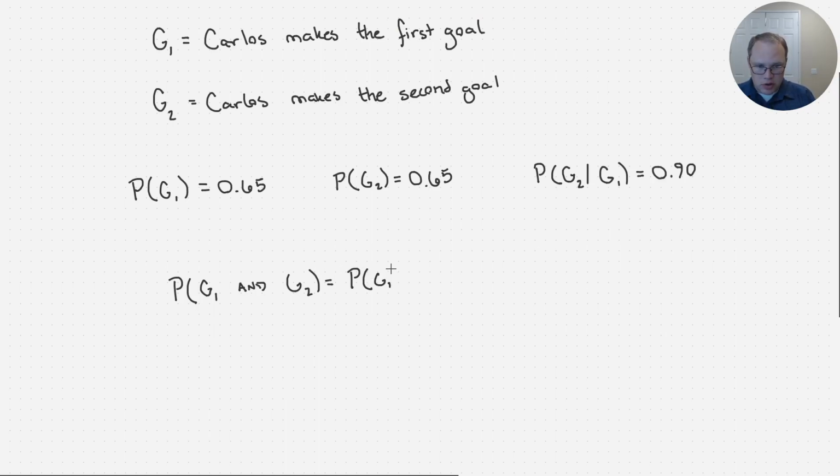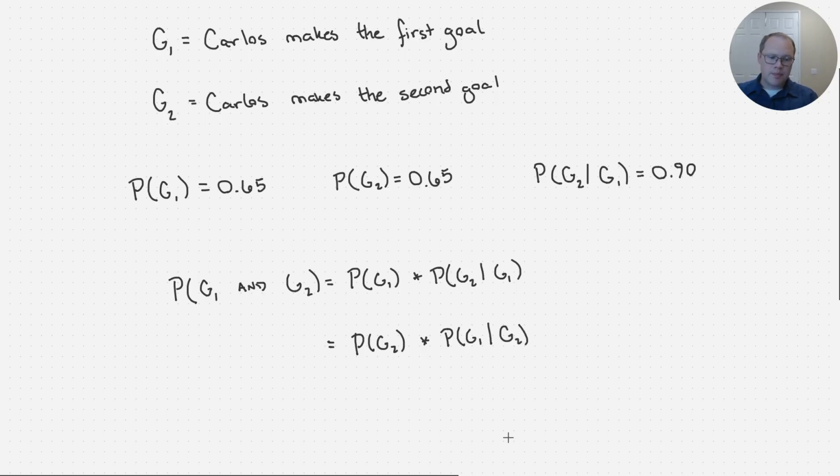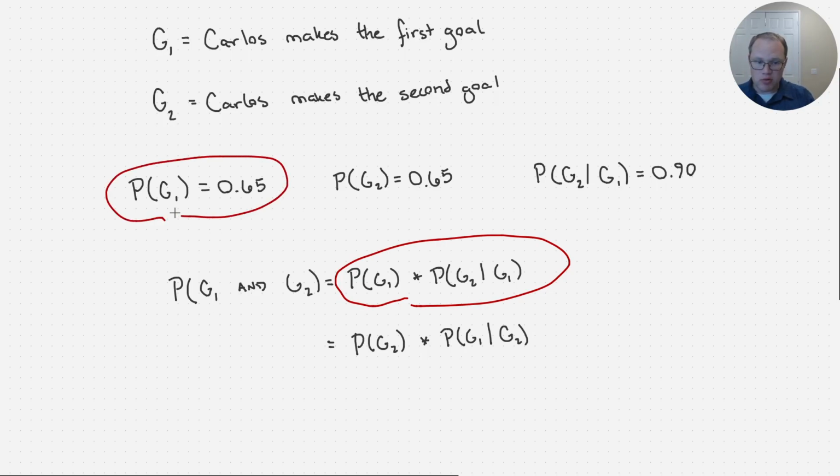probability of G1 times probability of G2 given G1, or equivalently, probability of G2 times probability of G1 given G2. Okay? Now, which one should we use? Both are valid, both work, both will give the same answer, but we know all the pieces to apply this formula now. We know probability of G1, and we know probability of G2 given G1.